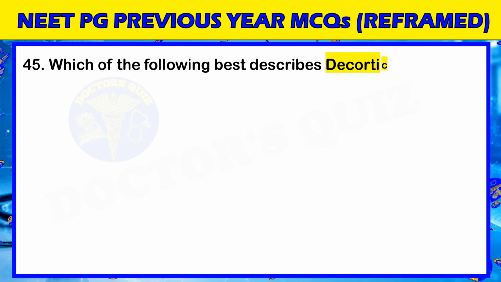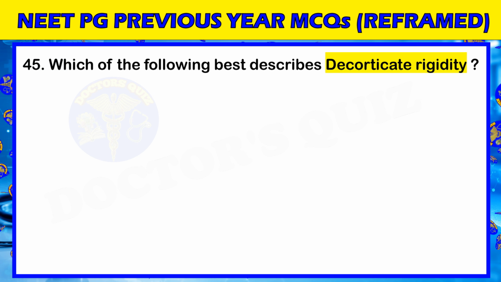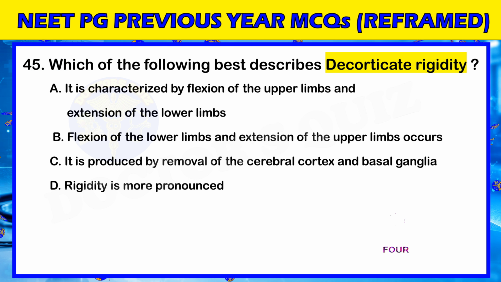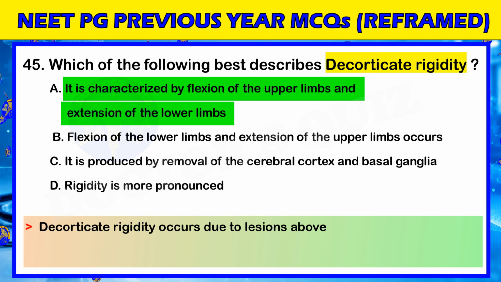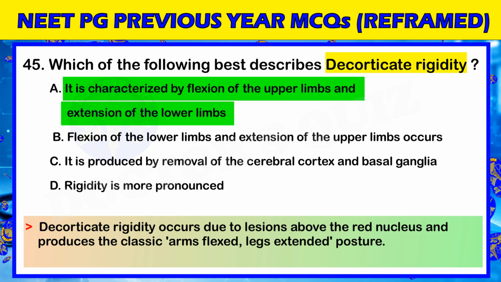Which of the following best describes decorticate rigidity? The right answer is option A. It is characterized by flexion of the upper limbs and extension of the lower limbs. Decorticate rigidity occurs due to lesions above the red nucleus and produces the classic arm flexed, leg extended posture.